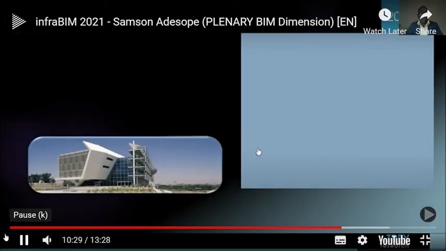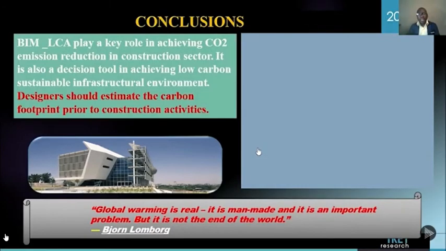Now, conclusion: our daily construction activities have resulted in global warming, which has made Earth uncomfortable for living. Before this situation reaches the point of no return, we must find a means of reducing CO2 emission in construction. This could be achieved by calculating embodied carbon and operational carbon footprint using BIM-LCA analysis. BIM-LCA analysis is also useful in achieving a low carbon sustainable infrastructural environment.